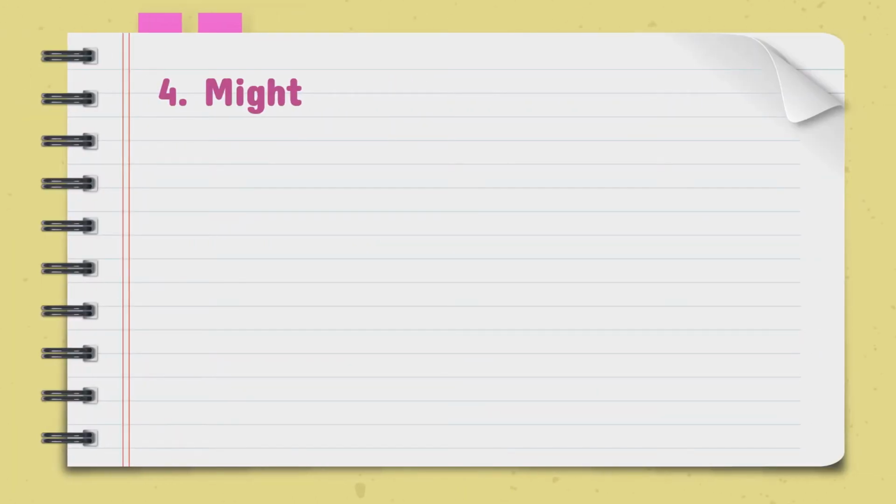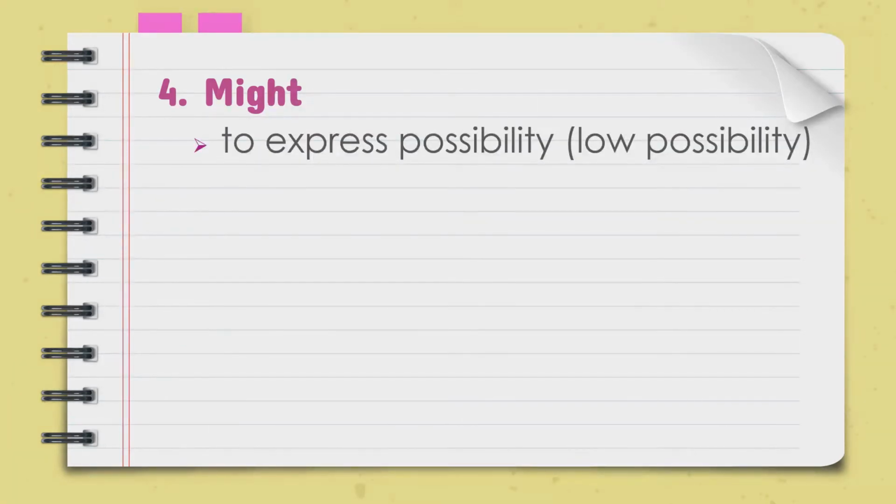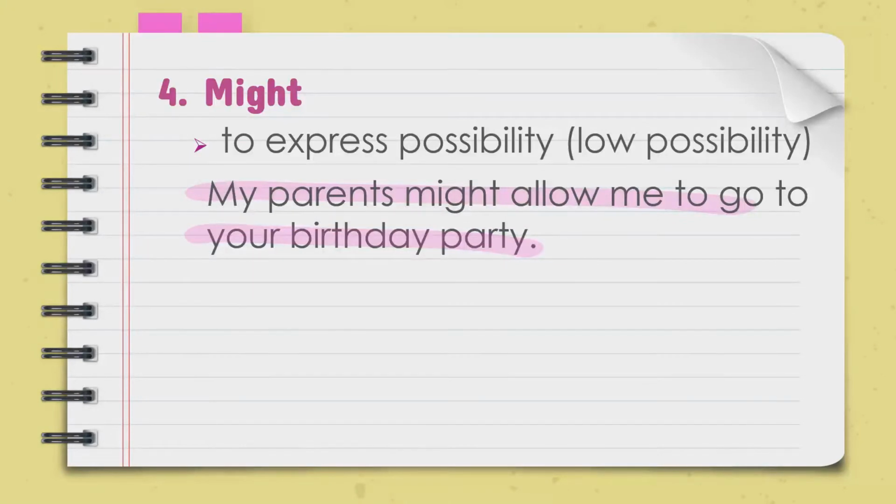Another modal auxiliary is might. It is used to express low possibility. Might expresses a weaker possibility than the modal could, and it suggests little information from the situation. For example, my parents might allow me to go to your birthday party. In this sentence, the speaker is just simply assuming that he or she might be allowed to attend the party without any signs from his or her parents.